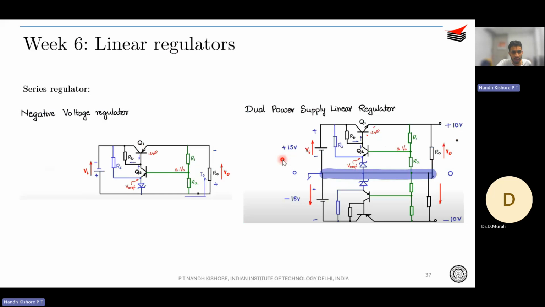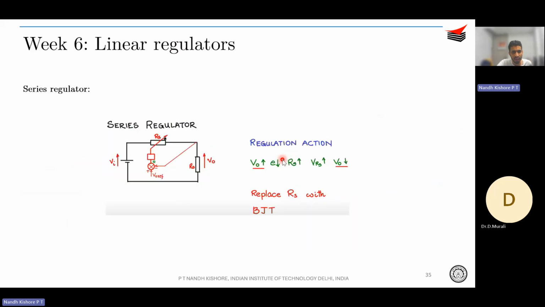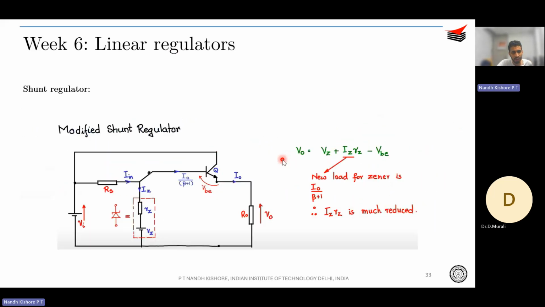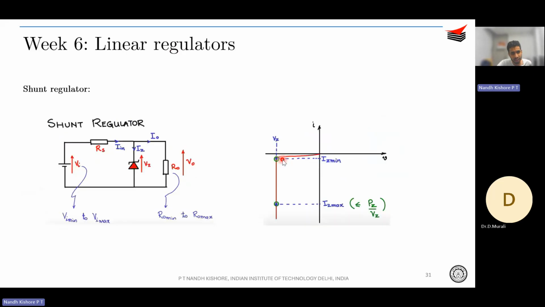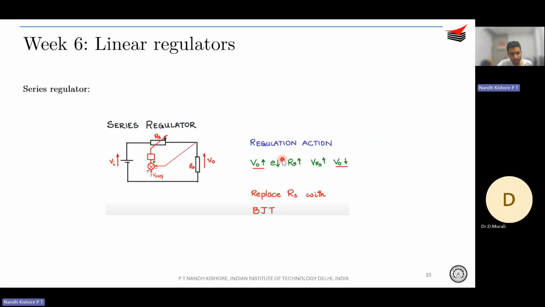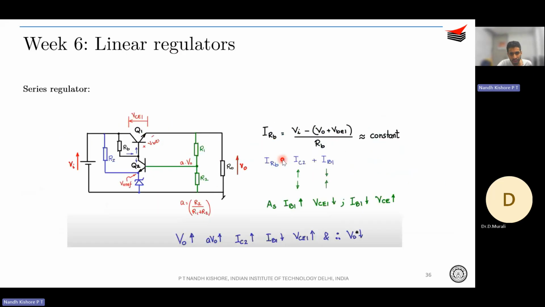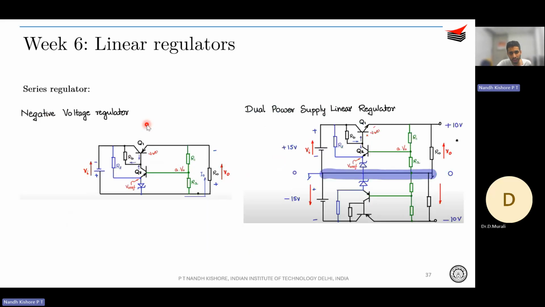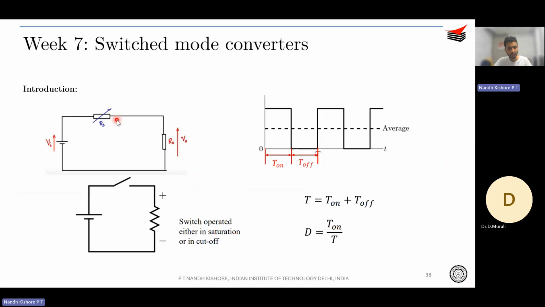Fine. So I hope linear regulator is fine, right? We have seen what is the series regulator and the shunt regulator, the shunt regulator, its applications, and the series regulator, right? How the closed loop mechanism happens, how the closed loop works out, and then based on that, the application would be the negative voltage regulator and dual power supply linear regulator. Okay. Fine. So this was about week 6, right?